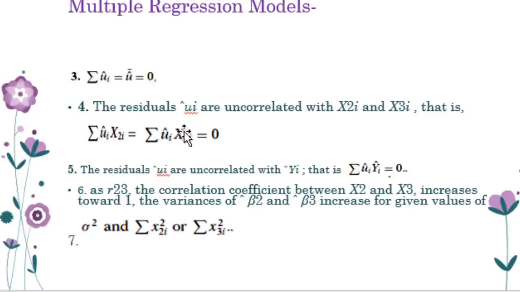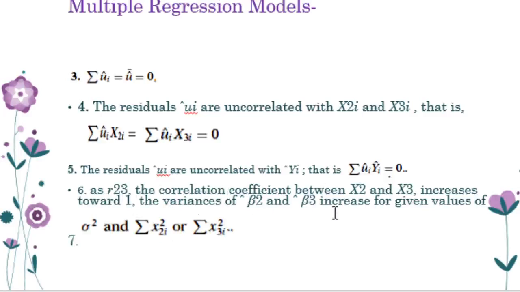The third property is that sigma ui equals u cap bar equals 0. And the residuals ui cap are uncorrelated with x2i and x3i, that is sigma ui cap x2i equals sigma ui cap x3i equals 0. Then the fourth one is that the residual ui cap is uncorrelated with yi cap, that is sigma ui cap yi cap equals 0.